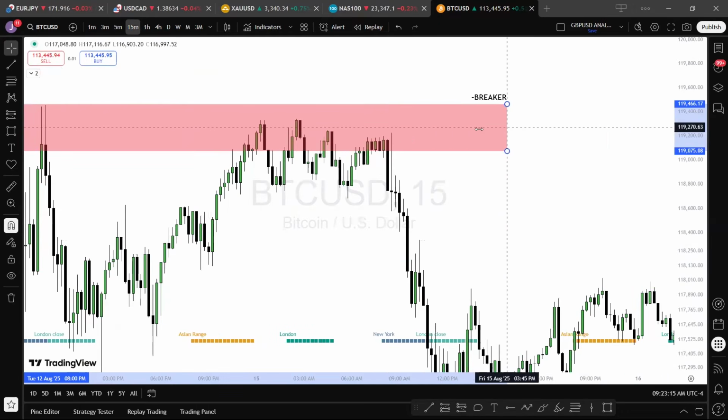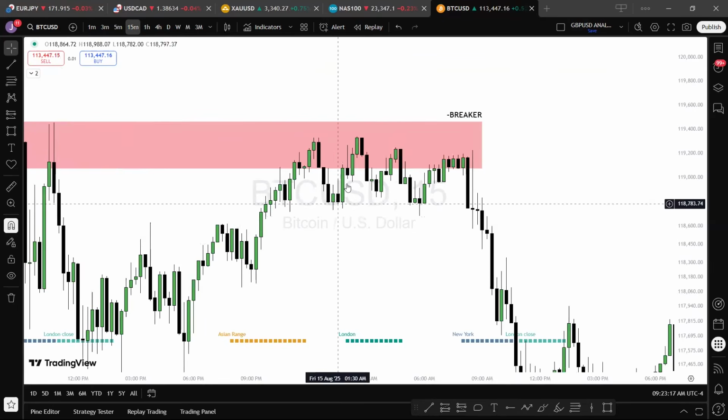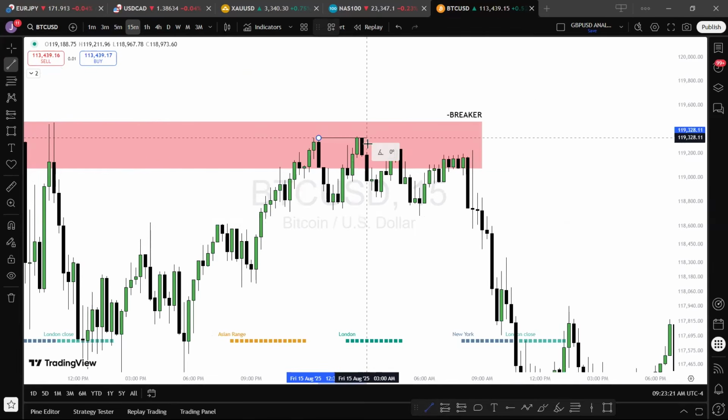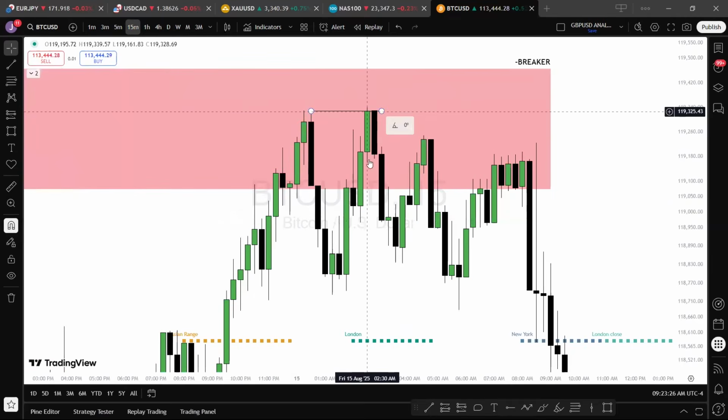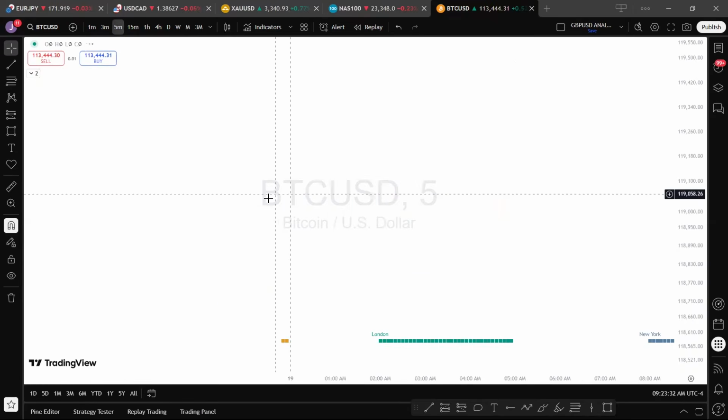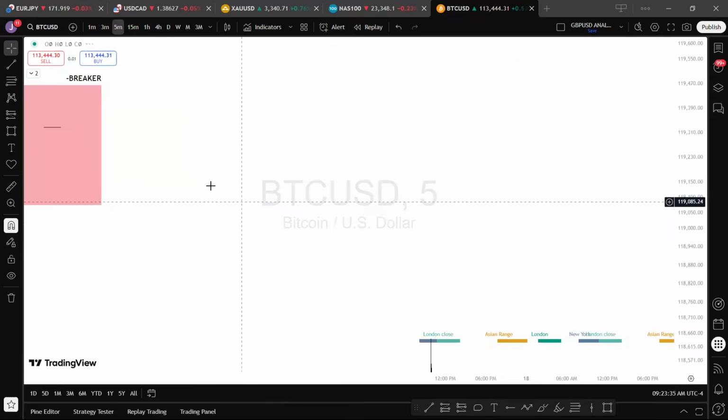So here is our breaker block. You can see how price ran liquidity here. Here we can see a run on liquidity. You can see we're in the London Q zone. So we'll go down to our 5 minutes. The 5 minute, 3 minute is a very good entry time frame for us.